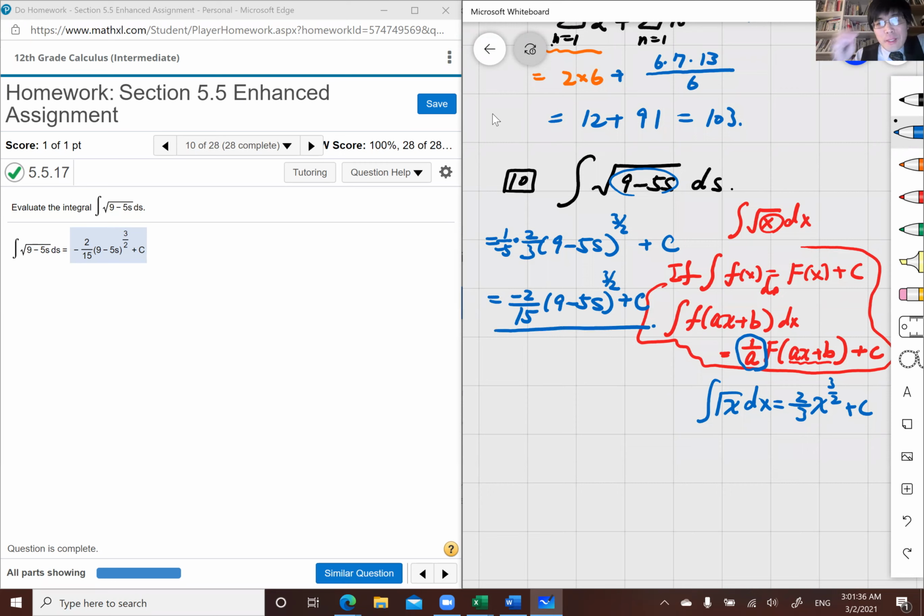This is just a result of the u substitution. So if you don't feel comfortable with this, try the u substitution with u equal to 9 minus 5s. However, when it is a linear function ax plus b, we want to be able to solve it without rewriting the expression in terms of u. We want to directly find the answer like this.